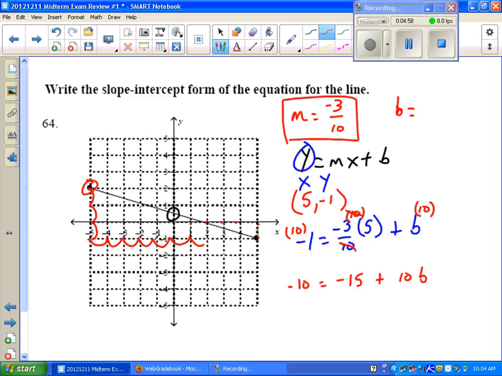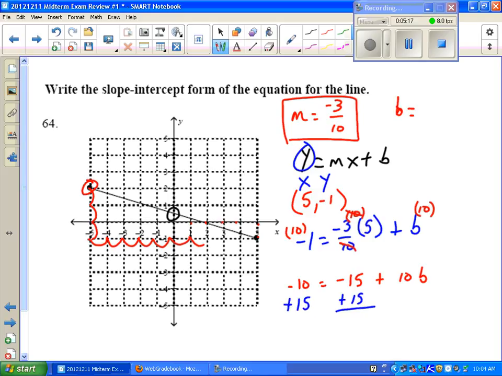Notice we got rid of our fractions. We got bigger numbers to deal with now, but there's no more fractions. Okay, then you want to undo your addition and your subtraction first. You have negative 15 adding a 10b. You get rid of the negative 15 part, or minus 15, by adding 15. If you do that to the right, you need to do it to the left.